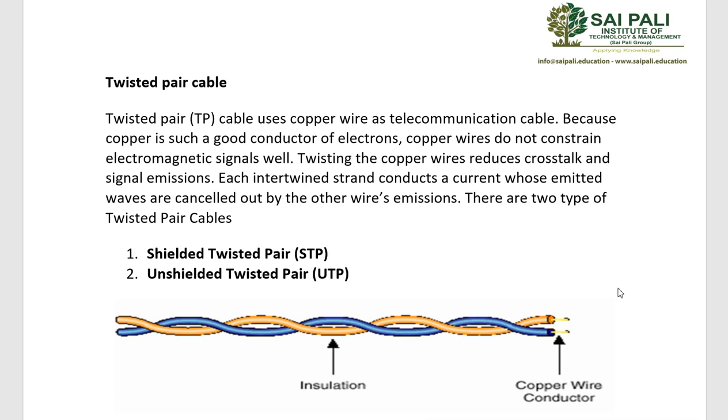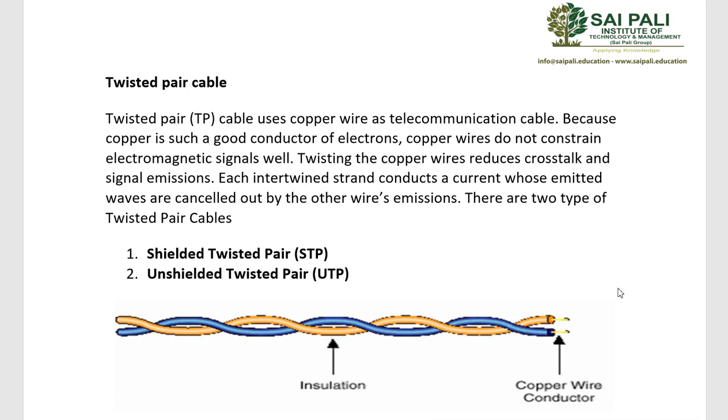And why is it called twisted pair? Because the two cables are twisted together like you see in the image. They are twisted together to reduce signal emission and crosstalk. One wire's emission of the signal is cancelled out by the other wire's emission because they are twisted together. So they look like this: the cable insulation, and under that you will see the copper wire conductor.